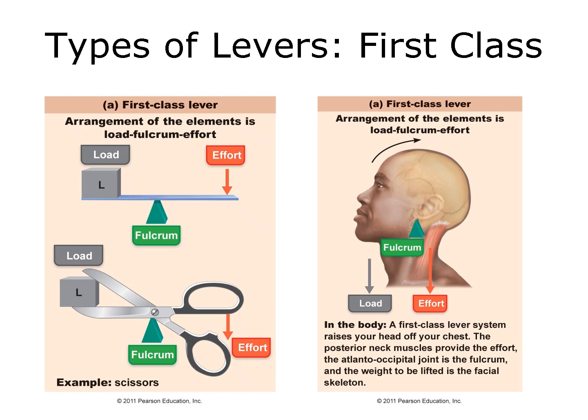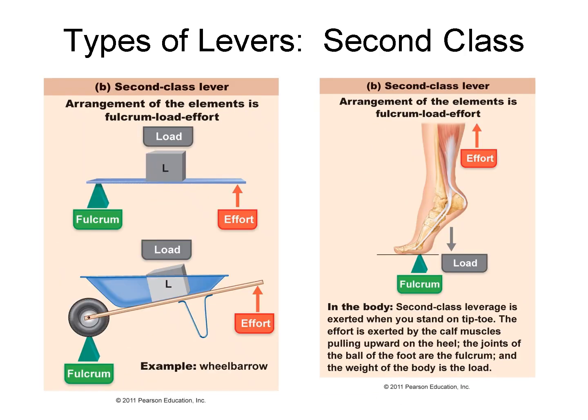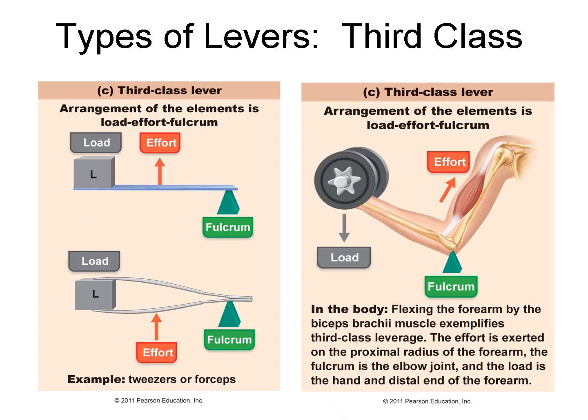Examples of common first-class levers that you have encountered in your life outside of A and P include seesaws and scissors. Second-class levers are power levers. In second-class lever systems, the effort is applied at one end of the lever and the fulcrum is located at the other, with the load between them. Thus, the arrangement of the elements is fulcrum, load, effort. This type of lever system is used when you carry a load in a wheelbarrow or when you stand on your toes.